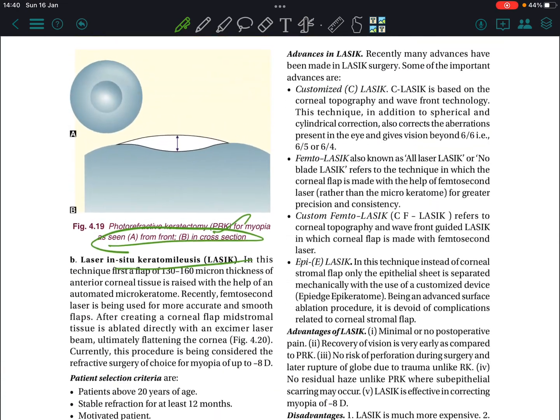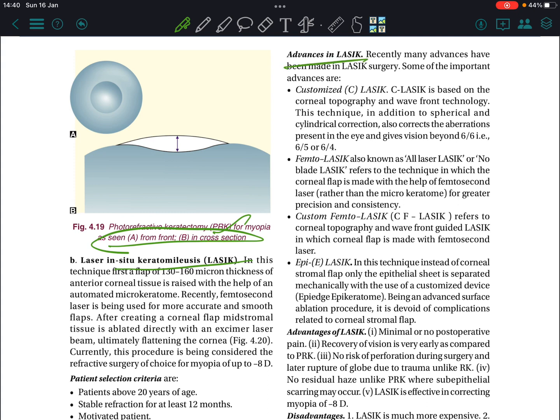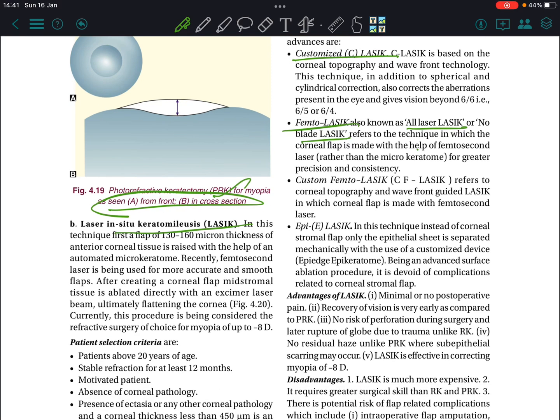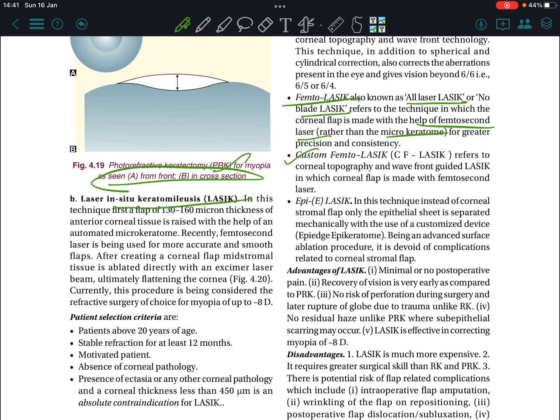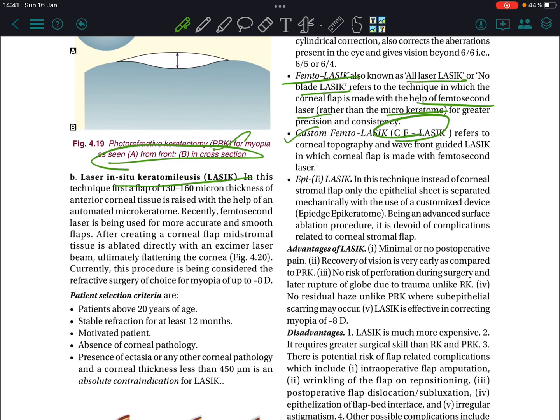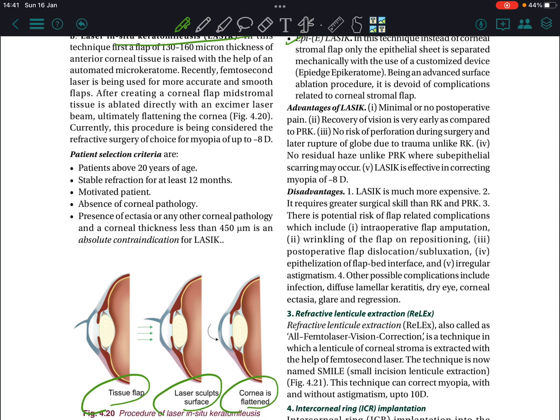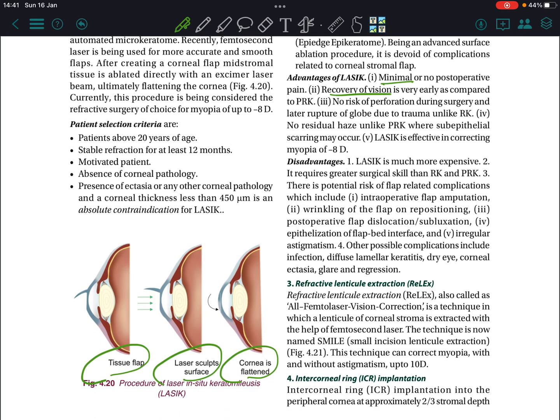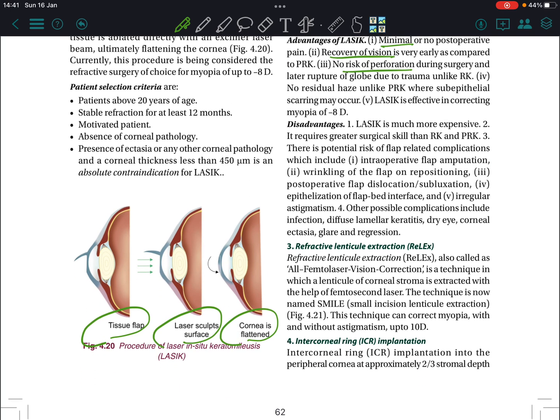Then advancements in LASIK: customized LASIK, femto LASIK. No-blade LASIK refers to a technique in which the corneal flap is made with the help of a femtosecond laser rather than a microkeratome. Custom femto LASIK. Advantages of LASIK: minimal recovery time of vision, no risk of perforation.